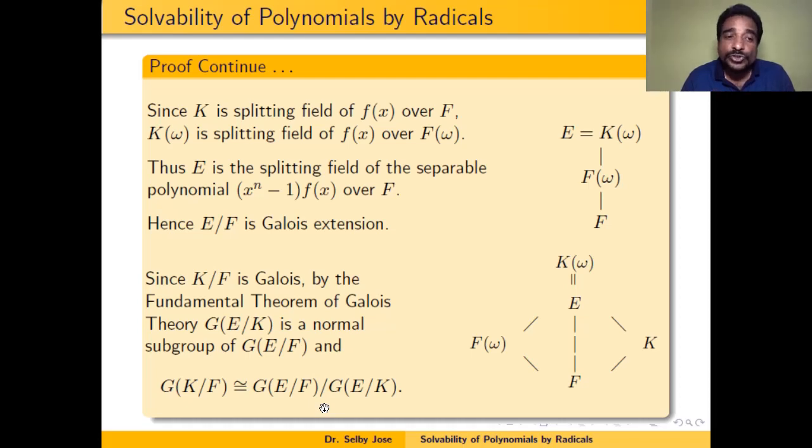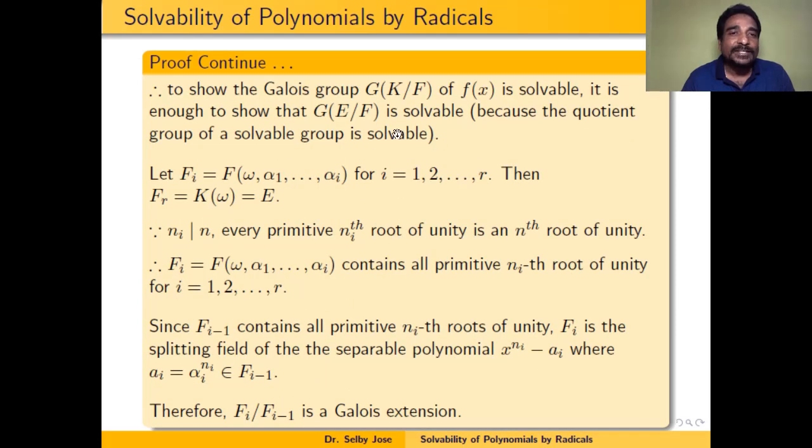So our aim is what? To show the Galois group of K over F is a solvable group. But we know that the quotient group of a solvable group is solvable. So it is enough to show that the Galois group of E over F is solvable, because if the Galois group of E over F is solvable, then as the Galois group of K over F is a quotient group of the solvable group, therefore the Galois group of K over F will become solvable.